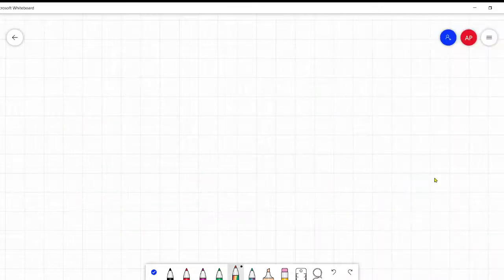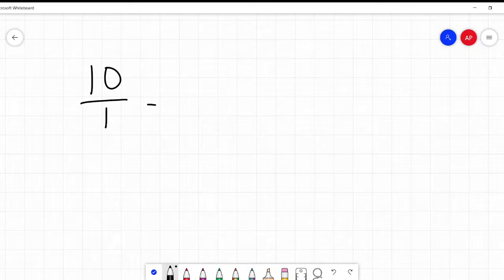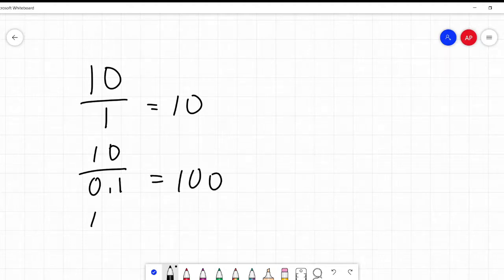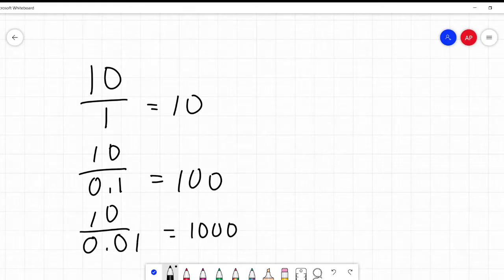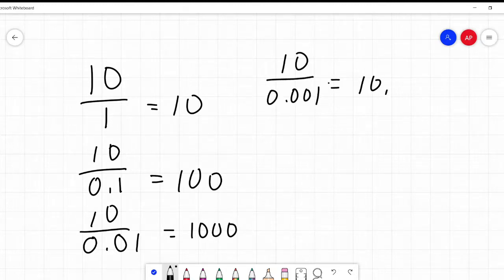Another way to look at this is saying, what if I divide 10 by 1? I get 10. What if I divide it by 0.1? I get 100. What if I'm getting smaller and smaller here, 0.01, I get 1,000. I'm getting smaller, I'm getting closer to 0, 0.001, I get 10,000.